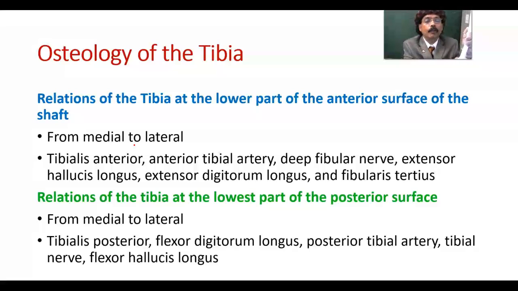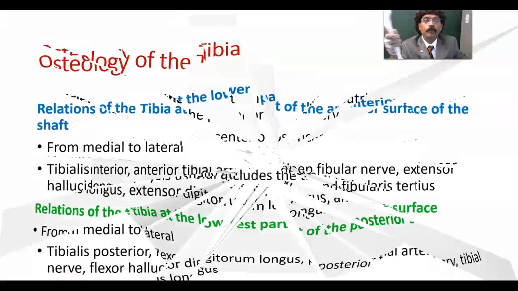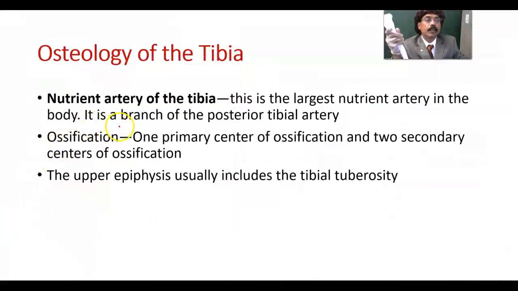Relations of the tibia on the lowest part of the posterior surface from medial to lateral. Here we'll get a groove for the tibialis posterior. Okay, we have also tendon of the flexor digitorum longus, posterior tibial artery, tibial nerve, flexor hallucis longus tendon. These are the relationships on the posterior aspect here. Okay, we got that. Now we go to the nutrient artery. That is very important to us. Nutrient artery. Here is the nutrient artery.